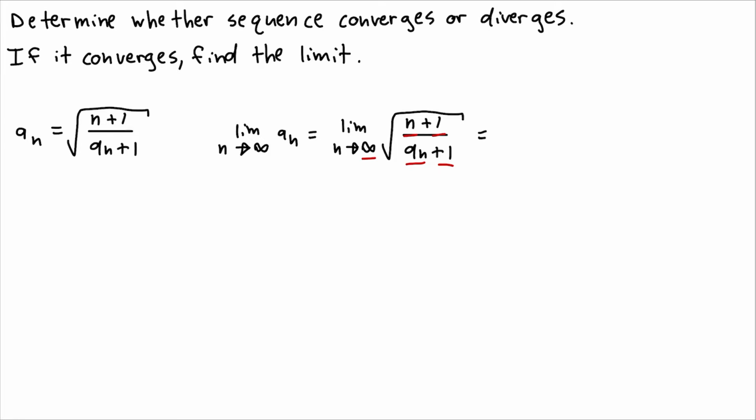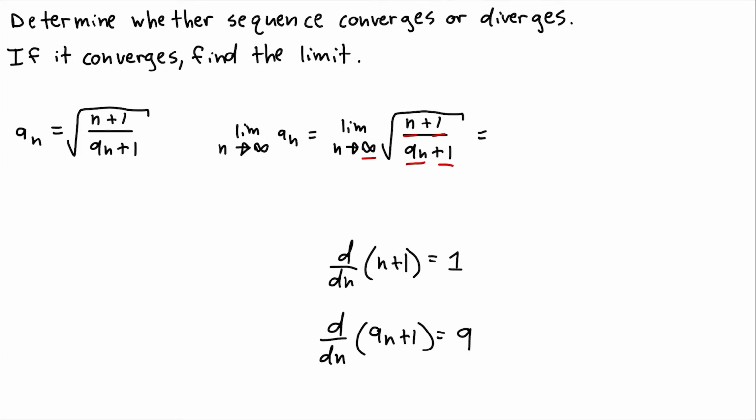So what is the derivative of n plus 1? Well, the derivative of n plus 1 is simply 1, and the derivative of 9n plus 1 equals 9. So essentially what we have is the limit as n approaches infinity of the square root of 1 over 9. Okay? Now what is the square root of 1 over 9?